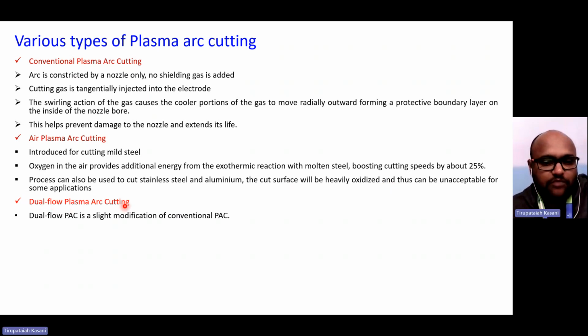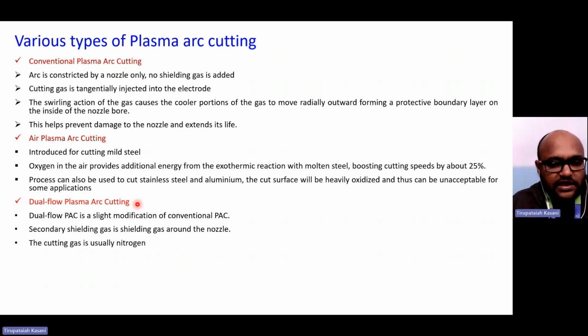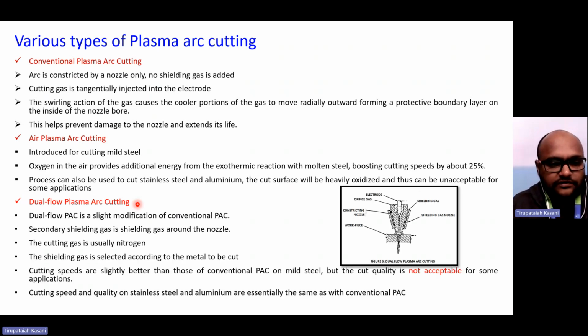Dual flow plasma arc cutting. Dual flow plasma arc cutting is a slight modification of conventional plasma arc cutting.